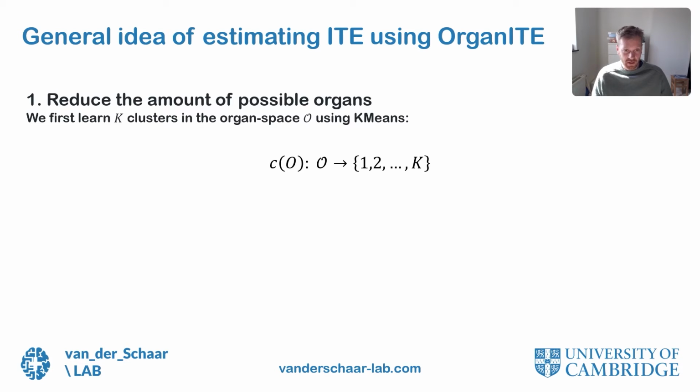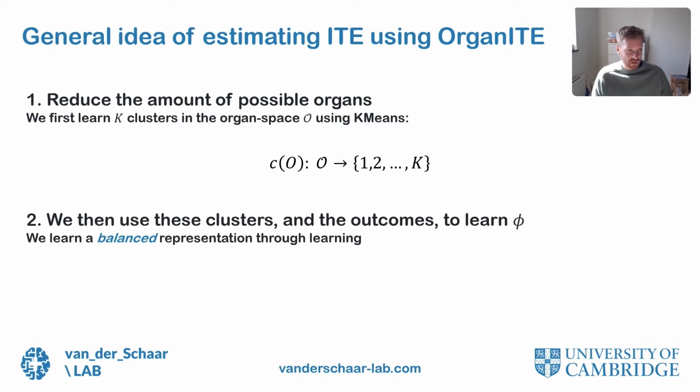In this way, we reduce the organ space to a categorical variable, which we can use to estimate a propensity later. Second, we then use these clusters and the outcomes to learn a representation phi. This representation should be balanced through learning, first of all, the propensity of the organ cluster given this representation, which we learn adversarially. And second of all, we learn the potential outcome y given the representation phi, which is a combination of x and O.